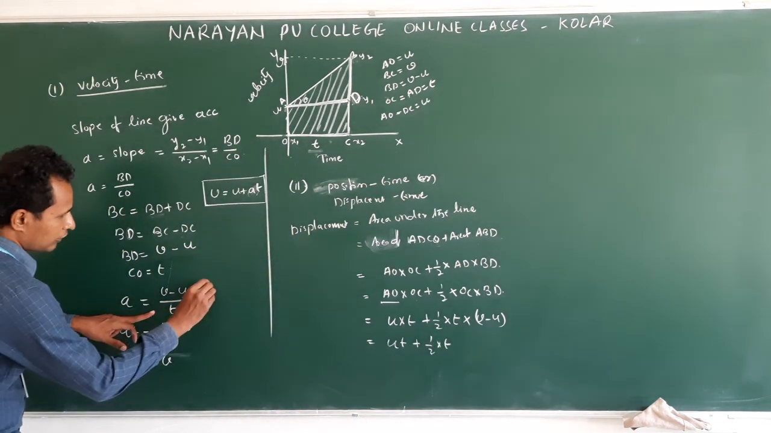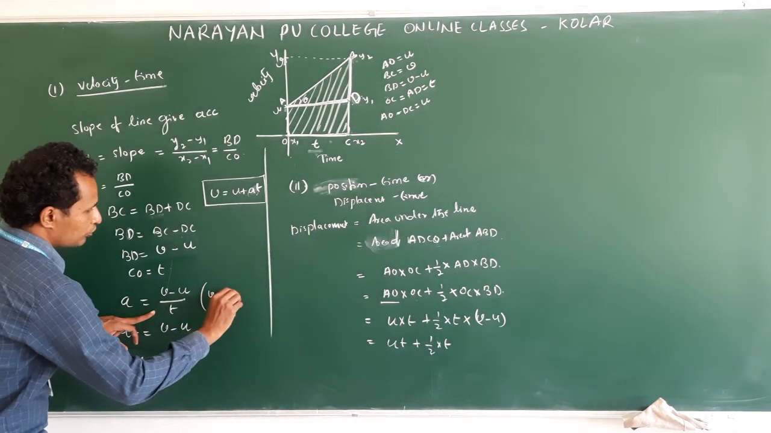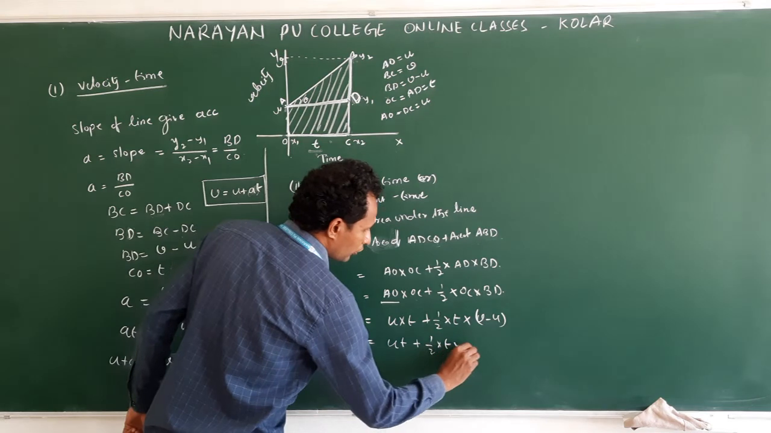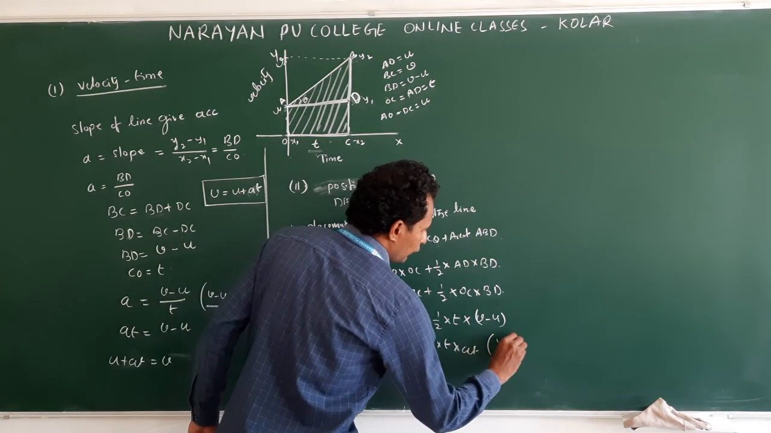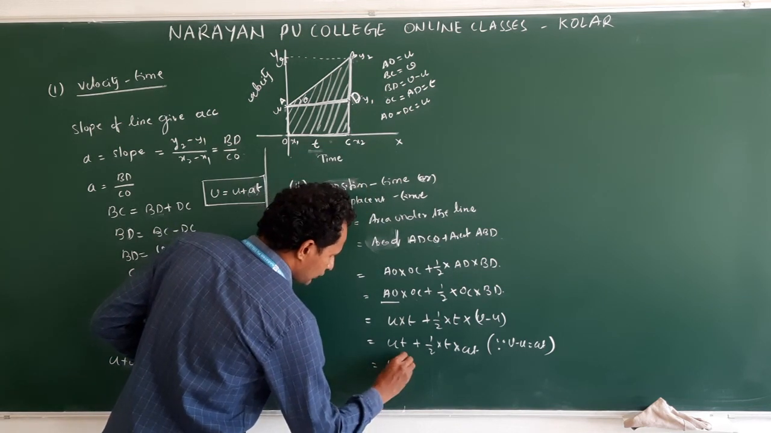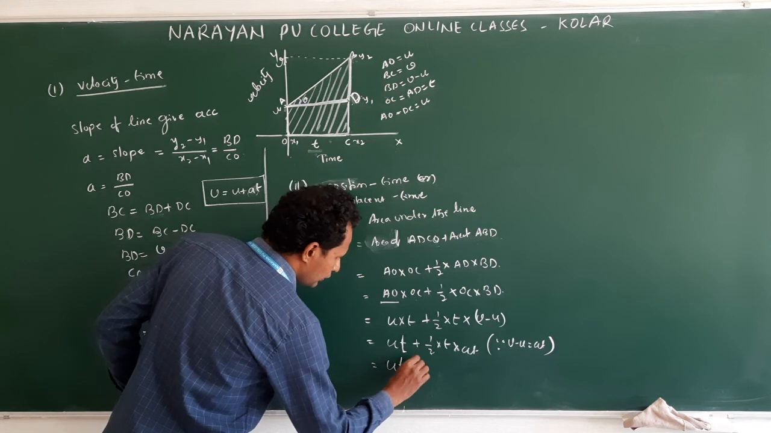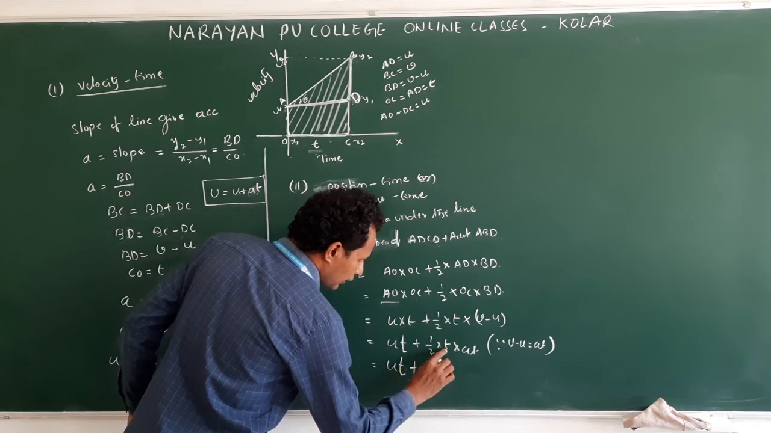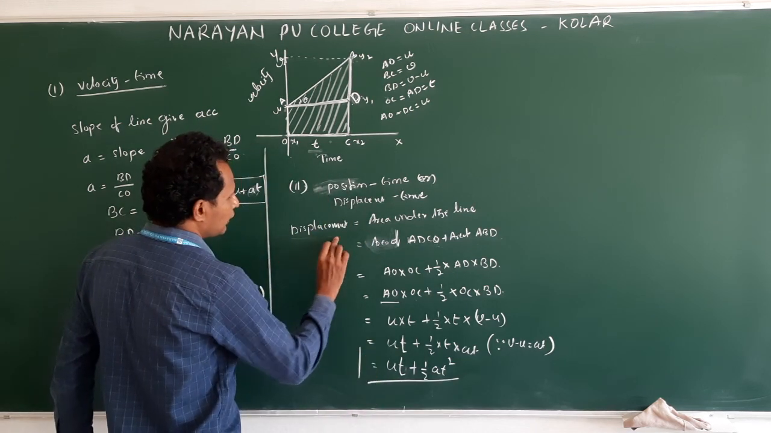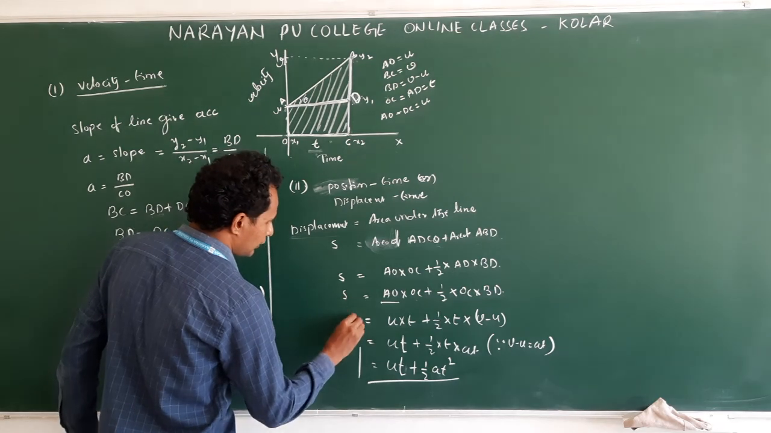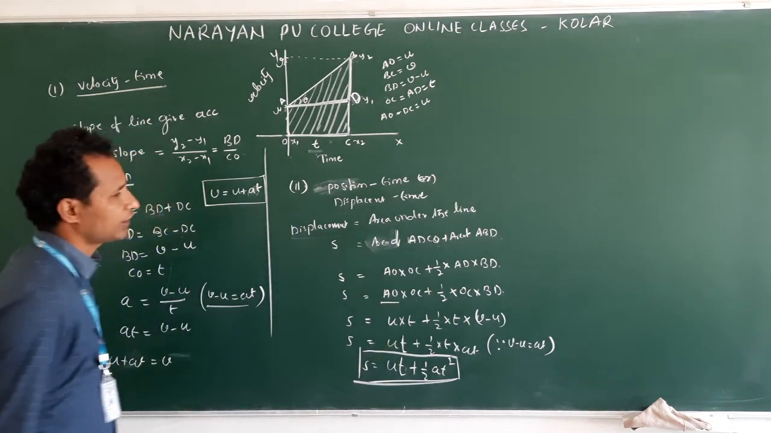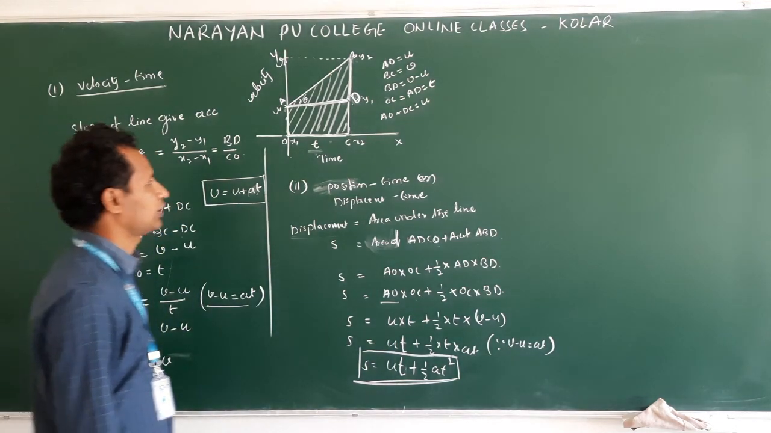From this, v minus u is equal to at. This value we substitute here, since v minus u is equal to at. And this is ut plus half at into t square, which is s, the displacement we are talking about. Clear? This is the second kinematic equation.